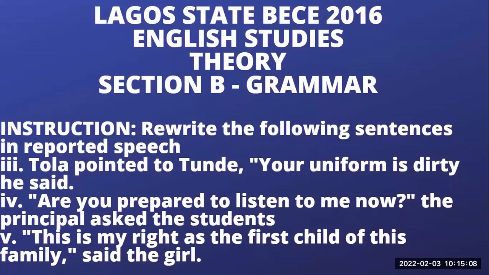Tola told Tunde that his uniform was dirty. Your changes to his, changes to was. All right. Then, if you like, you can say Tola pointed out to Tunde that his uniform was dirty, or Tola informed Tunde that his uniform was dirty. But you can simply say Tola told Tunde that his uniform was dirty. That's the exact way to do it.